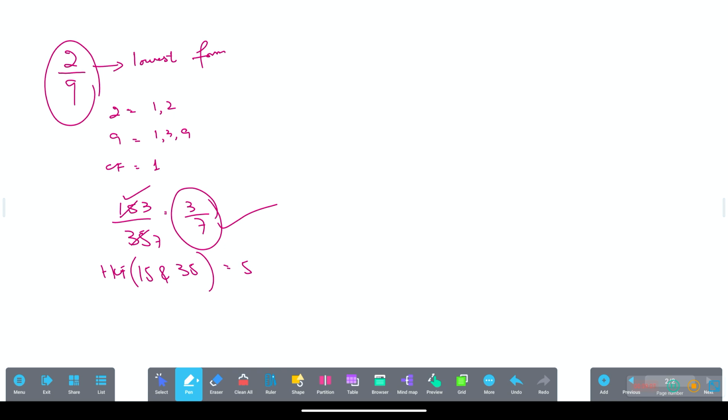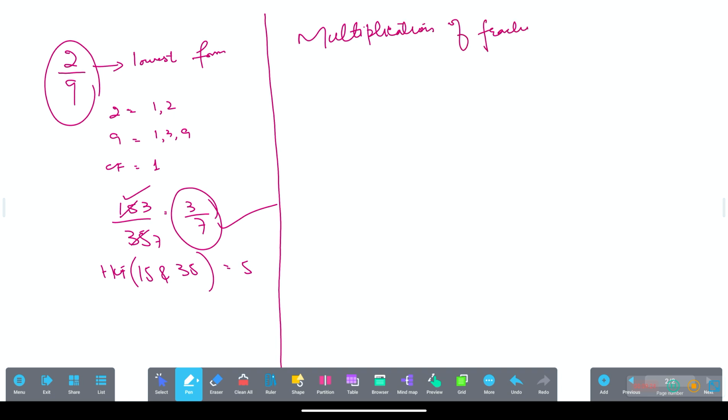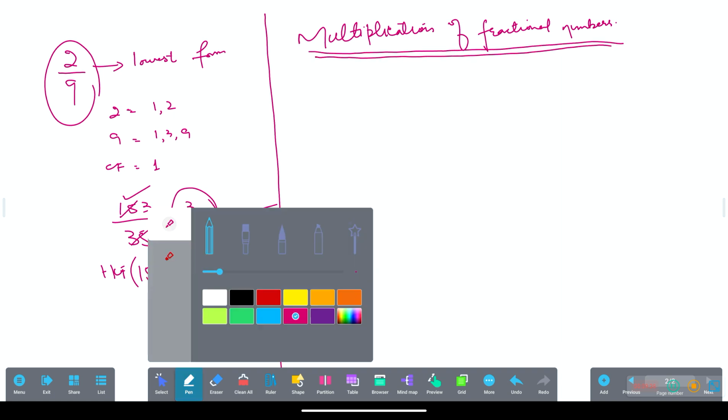Now why am I showing you this? Because our next main operation is multiplication of fractional numbers. Now this is our main topic. We will learn how to multiply fractional numbers.